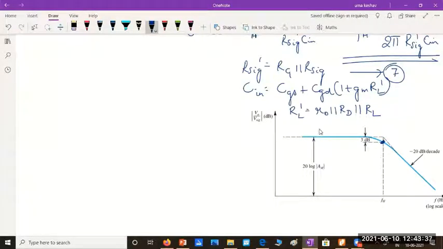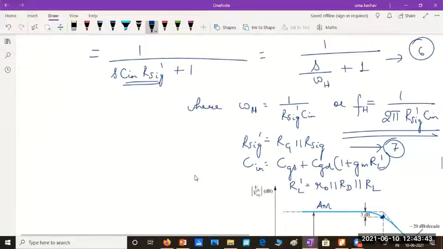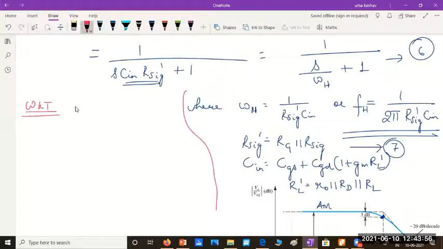I told you, if this value is AM, I'll show you that also. Let's show from the center what happens. You say, let me write it. We know that, continue here, we know that V0 is given as, the output voltage is given as what? Minus GM VGS into RL dash.